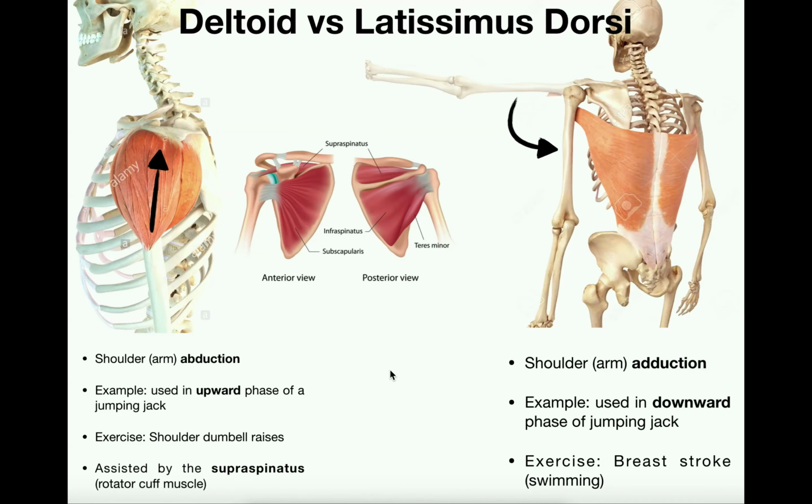Also of note is that shoulder abduction is assisted by one of the 4 rotator cuff muscles called the supraspinatus. Now, I won't go into a whole lot of detail about the supraspinatus or rotator cuff here. That's in a separate video, which I'll put a link to in the description of this video.